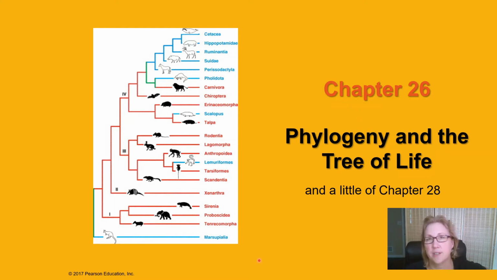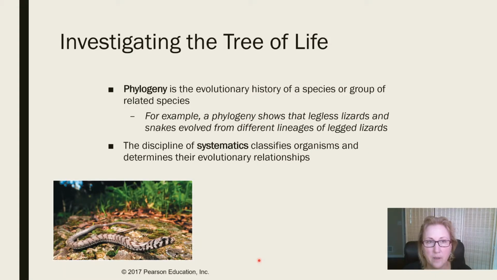Hi, today we're going to talk about how to construct phylogenetic trees and how to read phylogenetic trees. We'll talk a little bit about a few things from chapter 28, including the origin of eukaryotes and some of the protist groups, especially the Archaeplastida, that are going to be important going into the plants section next.